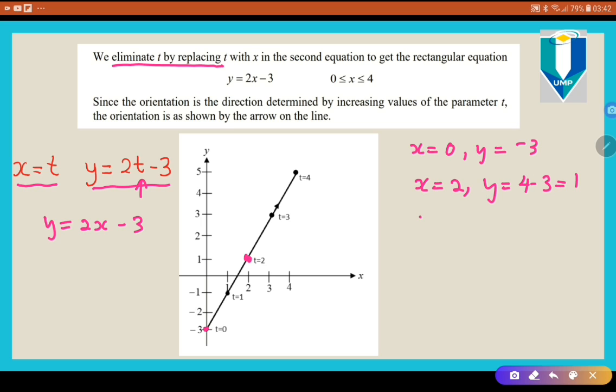And you can plot another point, let's say x equivalent to 4. So y is equivalent to 4 times 2, which gives you 8, minus 3, which gives you 5. So we plot this point. We have a straight line. And the orientation is as t increases.